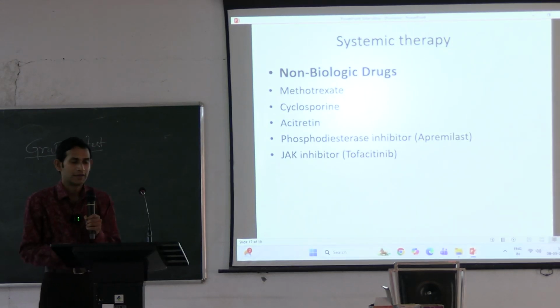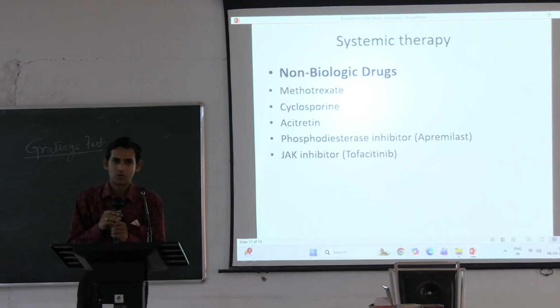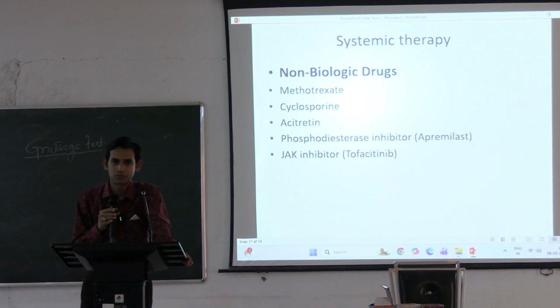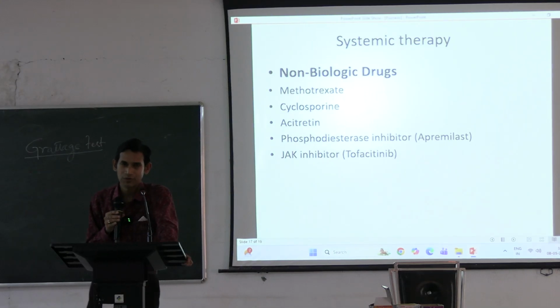Now, coming to the other medications which are given for the treatment, that is cyclosporine. Cyclosporine is basically a calcineurin inhibitor which acts by inhibiting T lymphocyte production and T lymphocyte mediated interleukin 2 production. So, cyclosporine produces very good results in plaque psoriasis and other varieties of psoriasis also.